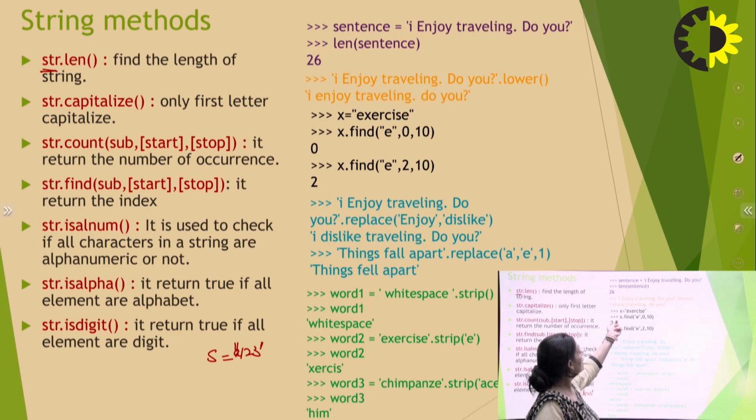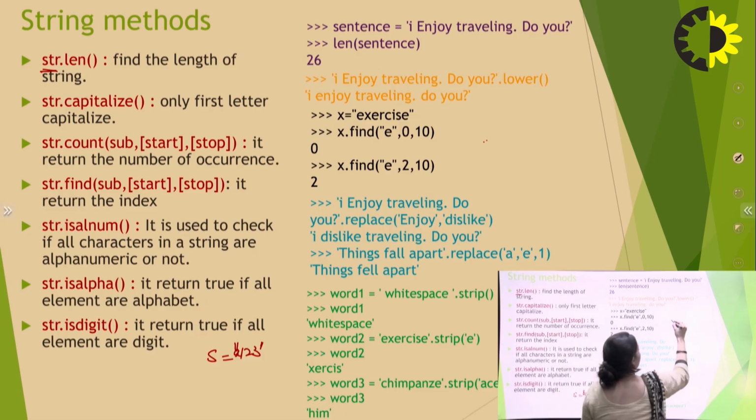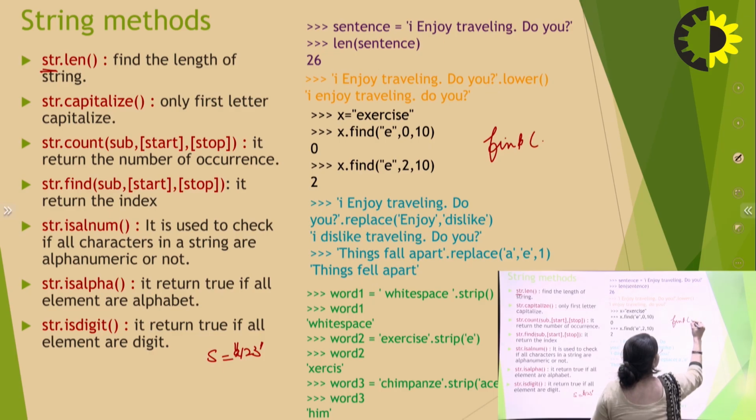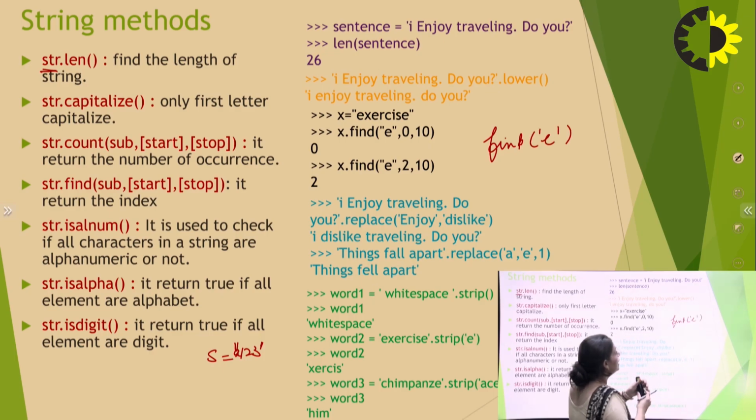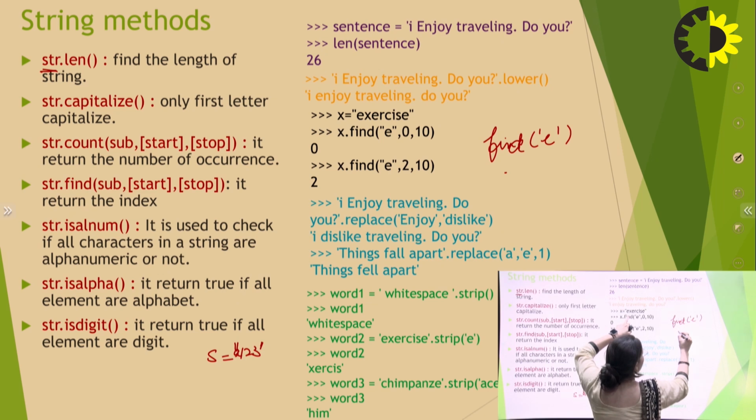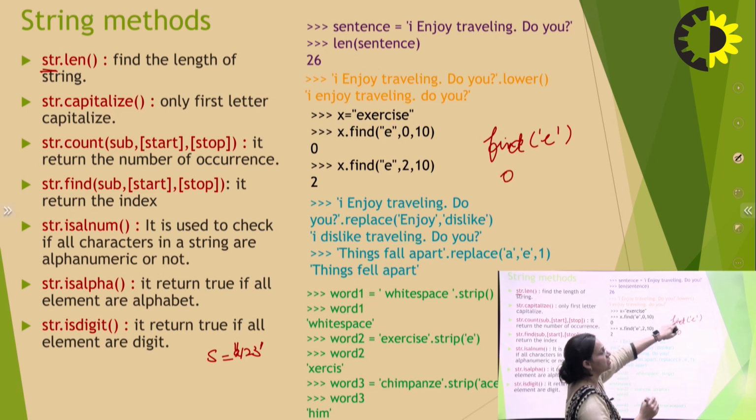Then if I say x is equal to exercise, then I have to find e as the substring in it. You can see that it occurs here 3 times, so I want to find e. If I just write find e, it will return the first index where it appears in the string. That means it will give me the answer 0. That means the first e occurs at index position 0.